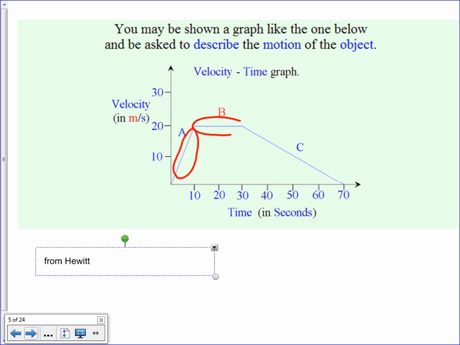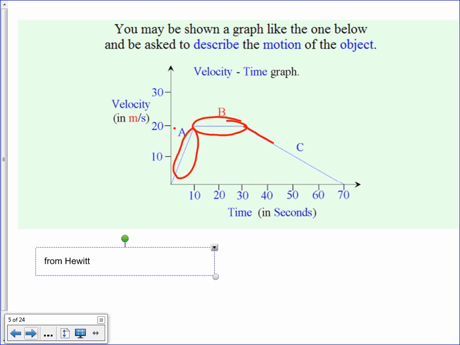Now B, zero slope in the velocity. Are we moving? Oh yeah, we are. 20 meters per second apparently. But we're not changing that, so we're not accelerating. We're at a constant velocity. In fact, it's a positive velocity, so if we're going left, right, we say we're moving to the right.